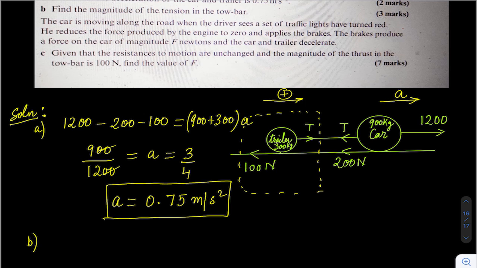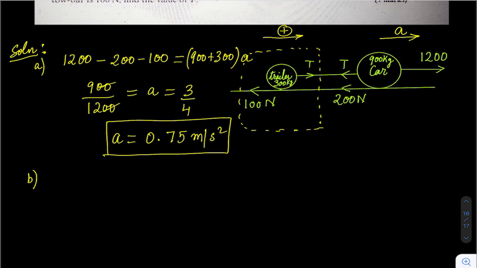Okay, so now if you look at just this system, what's happening? A tension is there on the right side, a 100 Newton force is there on the left side, and it's accelerating with some acceleration. So let's write this. In the horizontal direction, net force will be tension minus 100 newtons is equal to, what's its mass? 300 into its acceleration, that is 0.75. I hope it's clear. Net force equals mass into acceleration. As simple as that.